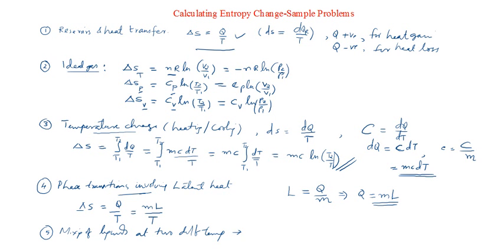And in general, always remember delta S for the universe is equal to delta S for the particular system plus delta S for the surroundings. So if you are asked to find delta S of the universe, always calculate delta S for the system and delta S for the surroundings, and add them up. The surroundings will mostly be the reservoir. You just add them and you get delta S of the universe.